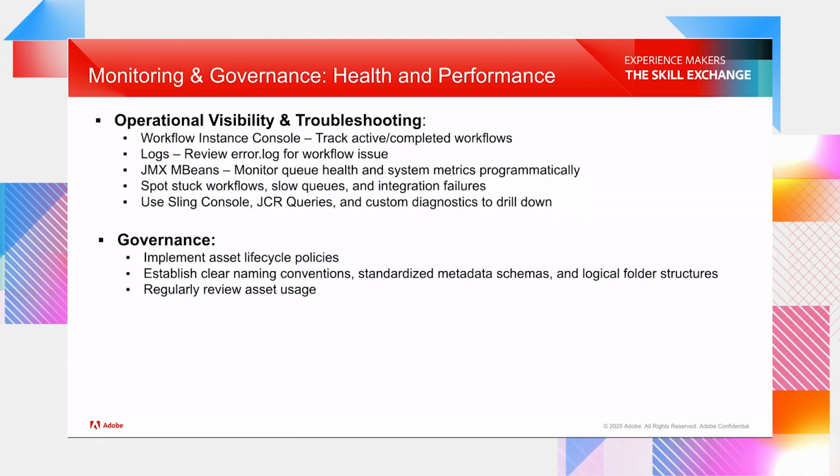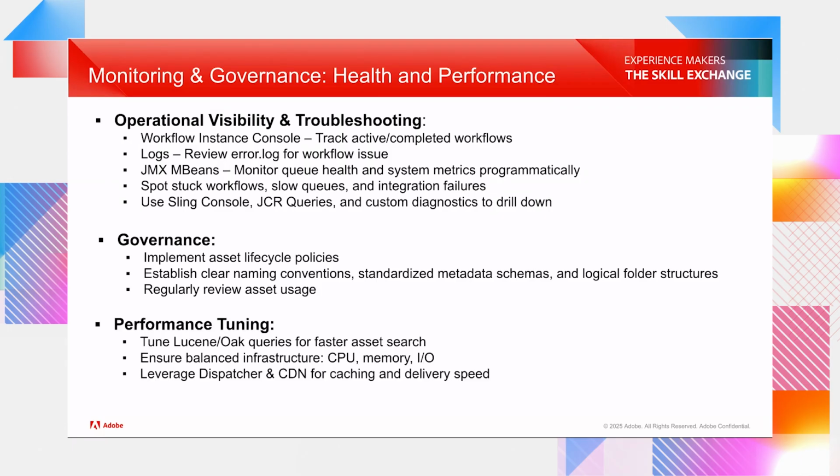We should make sure that the proper life cycle of an asset is implemented at our end using any needful workflow and process. We should make sure that the folder structure follows a proper convention, and the asset usage is being reviewed. So if an asset is redundant, we should get rid of it. We should always make sure that performance tuning is done by using Lucene or Oak queries wherever we have to, for faster asset search. Our infrastructure, CPU, and memory should always be adequate, and we should always leverage the dispatcher and CDN for delivering at very high speed.